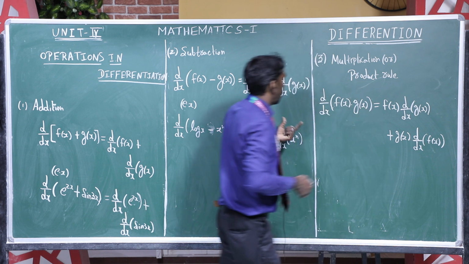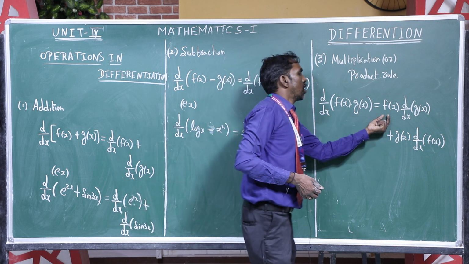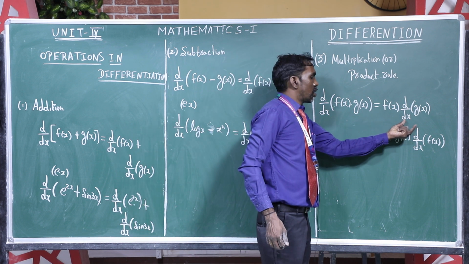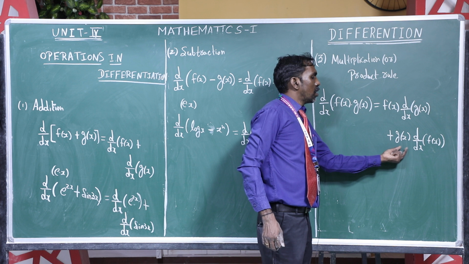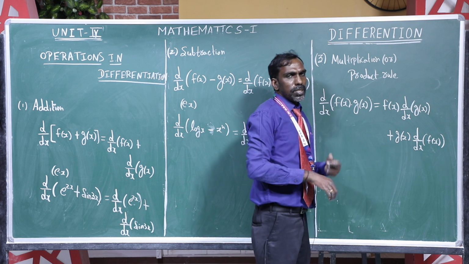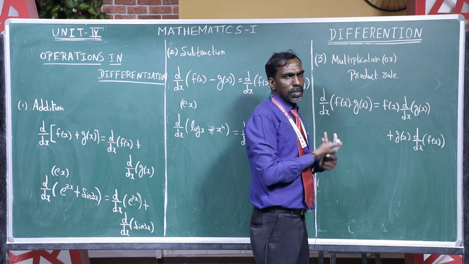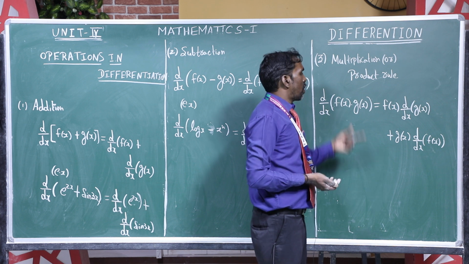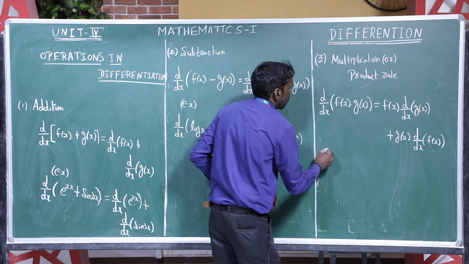So take f of x, the derivative of g of x, plus g of x made a constant, then the derivative of f of x. This is called the product rule. One time make one function a constant, and differentiate the other function. For example, I can give one example here.